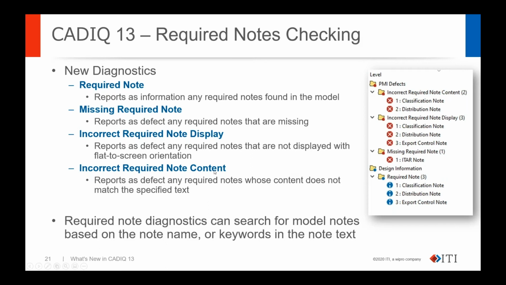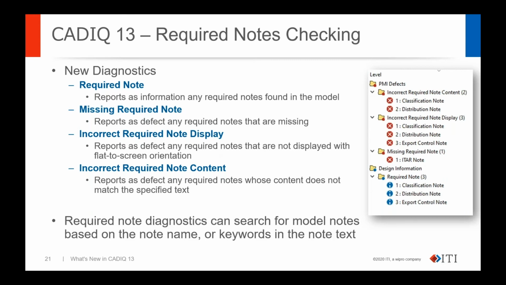Then we have a couple of diagnostics that will check certain criteria around those notes, whether the note is displayed in at least one view of the model and also displayed with a flat to screen orientation. Many times it's not only that you need the note in the model, but it has to be displayed and visible in at least one saved view, and it has to be displayed with flat to screen text. This diagnostic would report any of the notes that are found that don't meet those criteria.